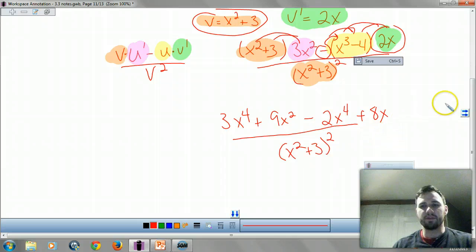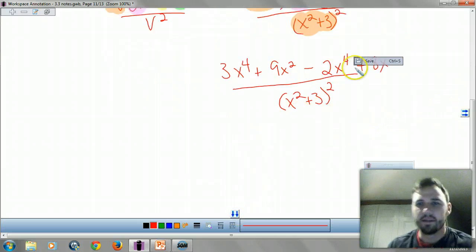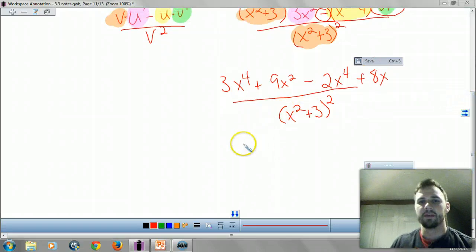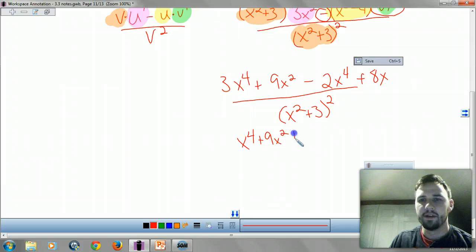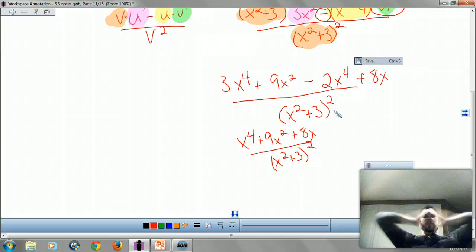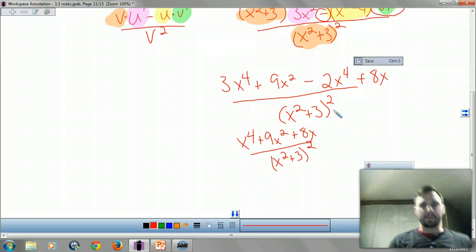Combine your like terms and simplify. So you get x to the fourth plus 9x squared plus 8x, all over x squared plus 3 squared. Phew! I'll let you guys digest it.